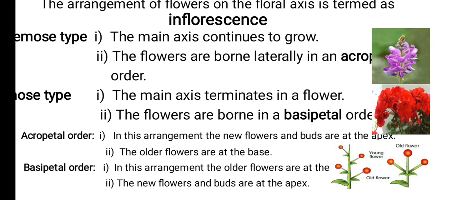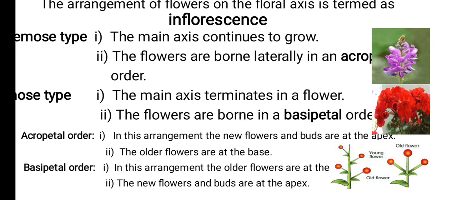Then comes the basipetal order. In this arrangement, the older flowers are at the apex. Have a close look at this picture. Here, the old and matured flowers, which have bloomed very nicely, are at the apex, and we could see a few tiny buds located at the base of the flower. So the new flowers and buds are at the base. This type of order is known as basipetal order.